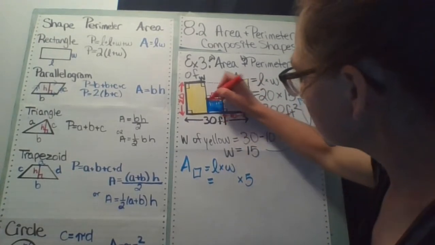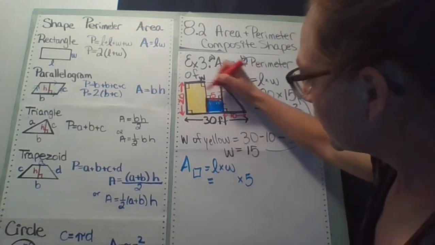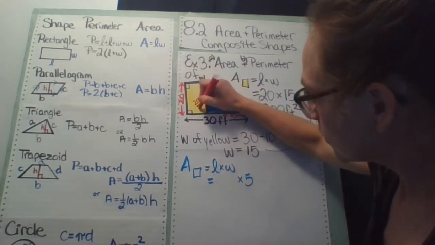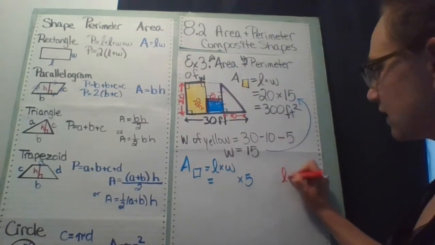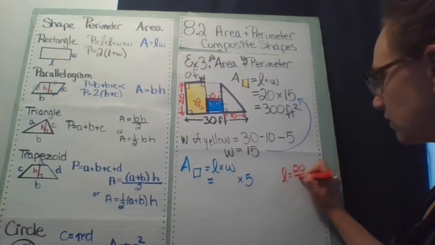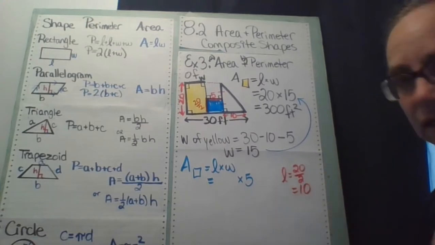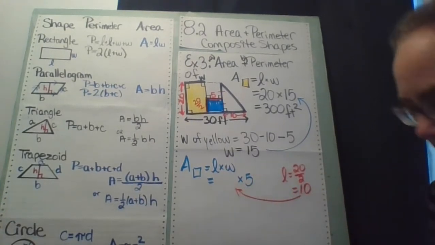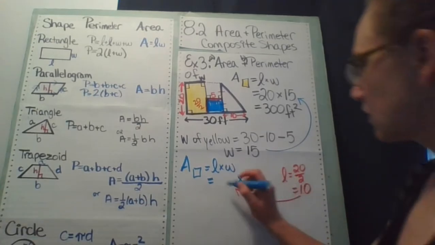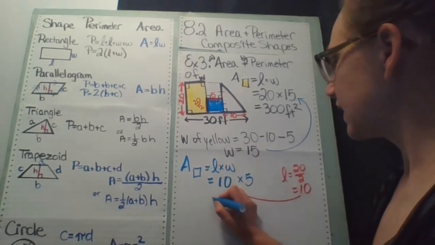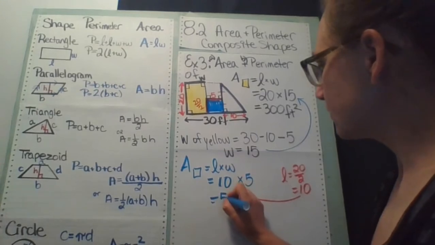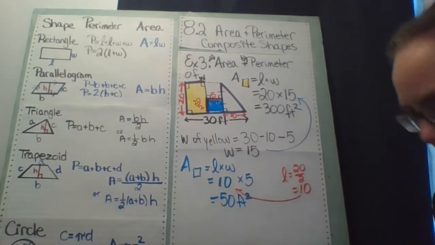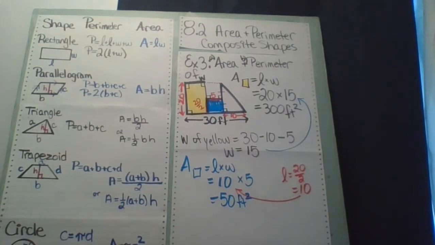So this distance here is going to be 20 divided by 2. So my length in this case is going to be 20 divided by 2, so it's going to be 10. I had to figure that out, so I'm going to use that to sub into here. Oh, I picked nice numbers. 10 times 5, well, that's just 50. What are my units? Feet squared. Okay, well, that's not too terrible.